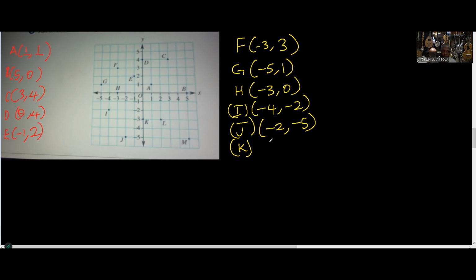0, negative 3. For point L, what are the coordinates? 2 and negative 3. And for point M, what are the coordinates? 5, negative 5.